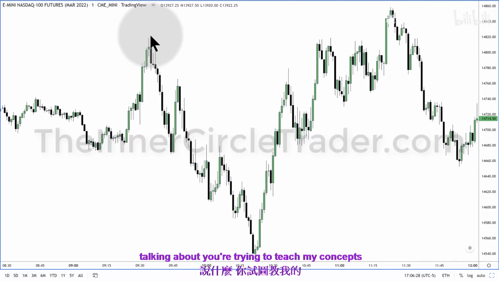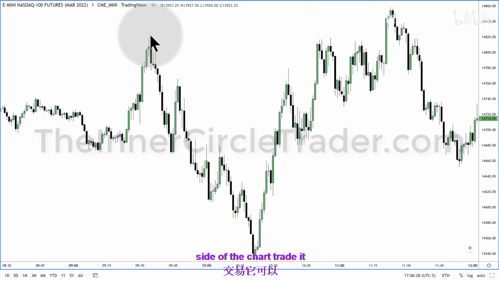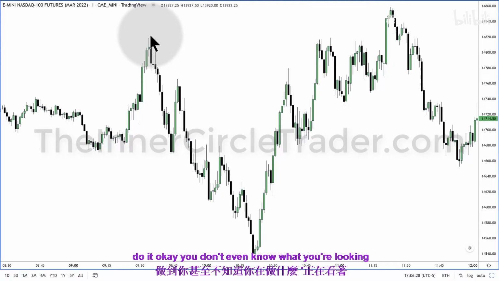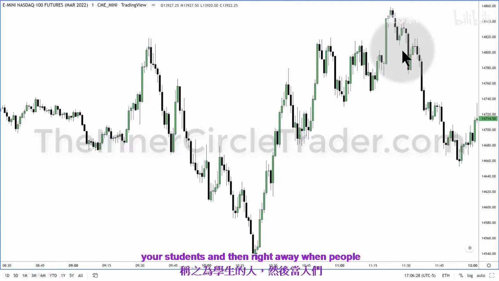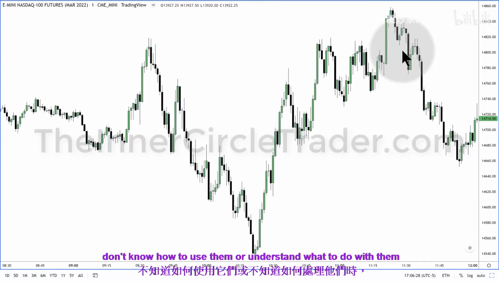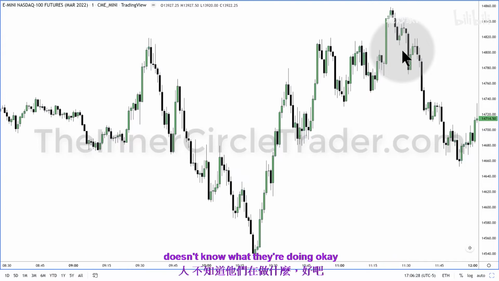See, you guys don't even know what you're talking about. You're trying to teach my concepts and you have no idea what you're doing. You're talking about things in the left side of the chart. Trade it. Do it. You don't even know what you're looking at, and you're hurting the people that you call your students. And then right away, when people don't know how to use them or understand what to do with them, they'll say, well, this stuff doesn't work, because they learn from somebody that doesn't know what they're doing. It's blatantly obvious what it is, but okay.